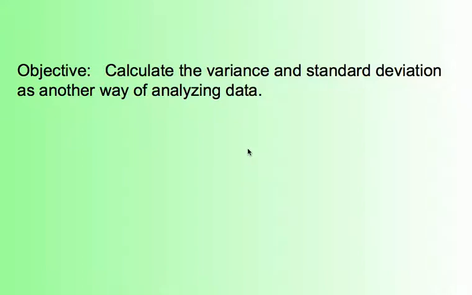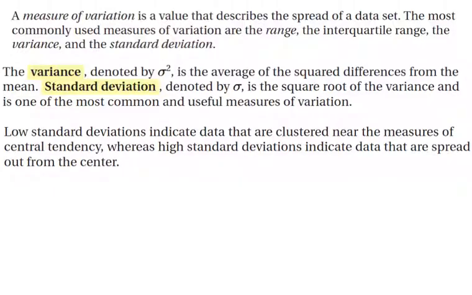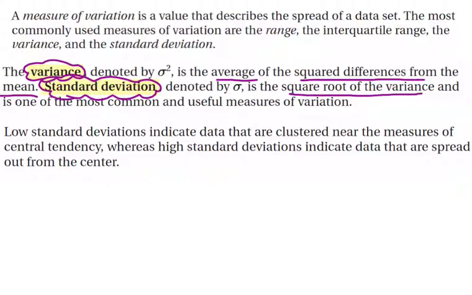Alright, we're going to teach you how to find the variance and standard deviation of data. You want to pause and read. What I'm going to highlight is the definition for variance. The definition for variance is the average of the squared differences from the mean. Standard deviation is the square root of the variance.